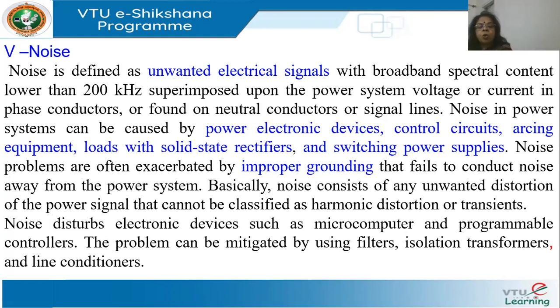So we can't classify noise as a harmonic or a transient. Noise is random. And it will disturb your electronic devices such as microcomputers, PLCs, etc. You can reduce the noise by using filters or equipment called line conditioners. You can filter noise.